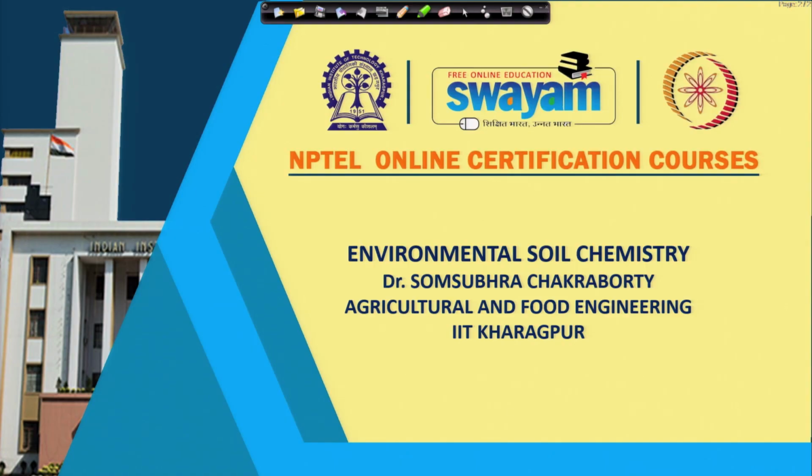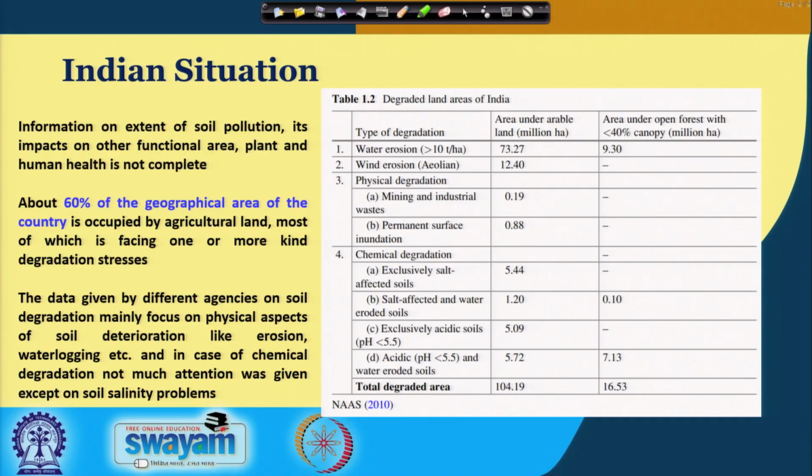Now, in this course of environmental soil chemistry, we are going to discuss the details of different soil chemical processes. We will be focusing only on soil chemistry and its environmental connotations. Now, what is the need of studying this course? Well, you know that information on the extent of soil pollution and its impact on plant and human health is not complete and not fully understood.